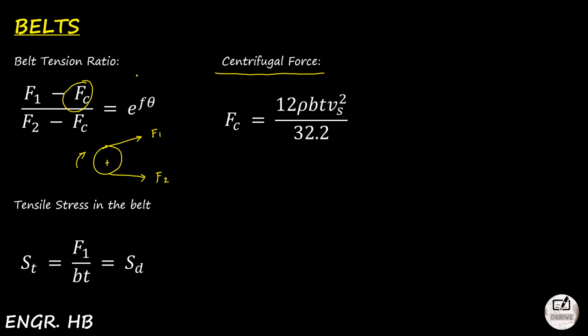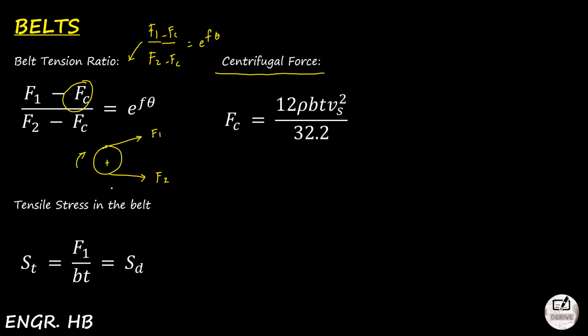So belt tension ratio, madali lang tandaan. So sa shop natin, we all know that F1 over F2 is equal to e to the f theta. So dahil concern mo is may centrifugal force, syempre, babawasan mo lang yung both numerator and denominator ng centrifugal force. So that will do to your belt tension ratio. Okay?